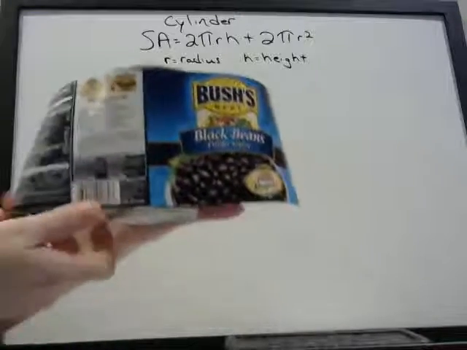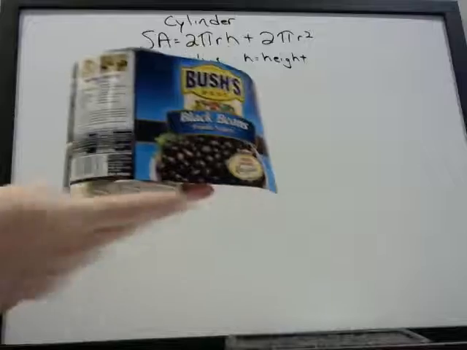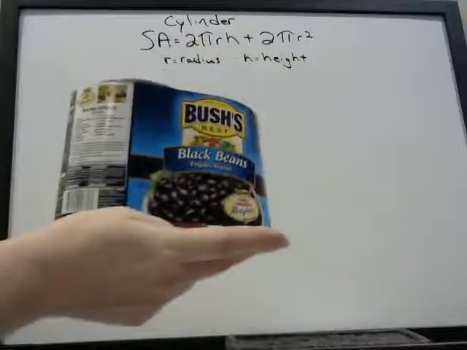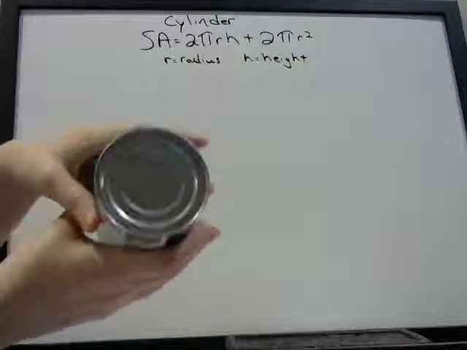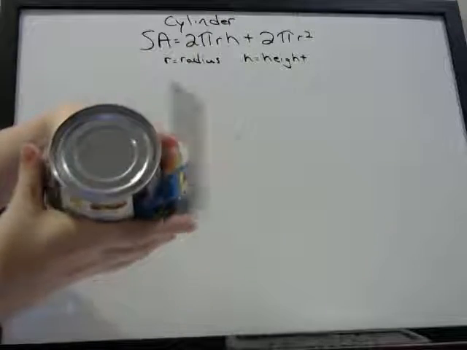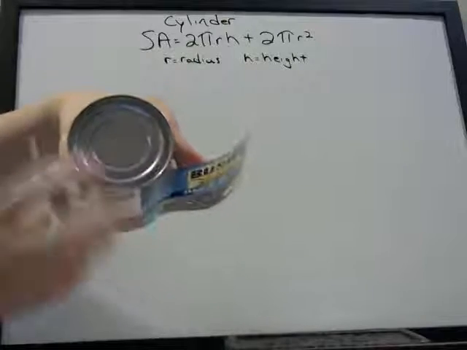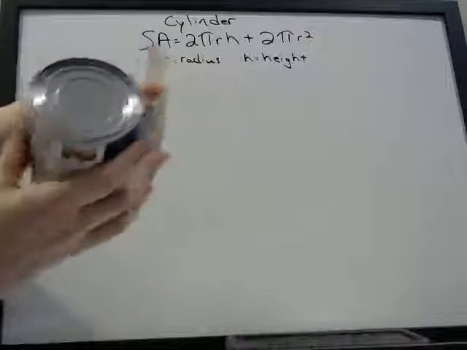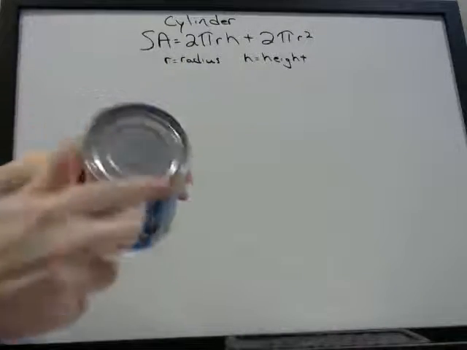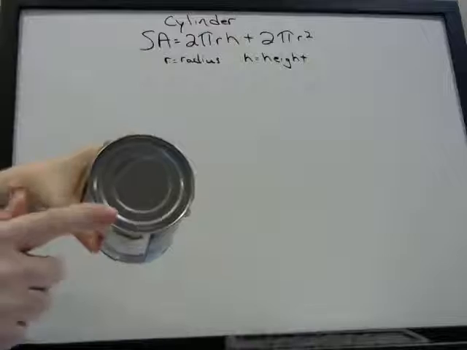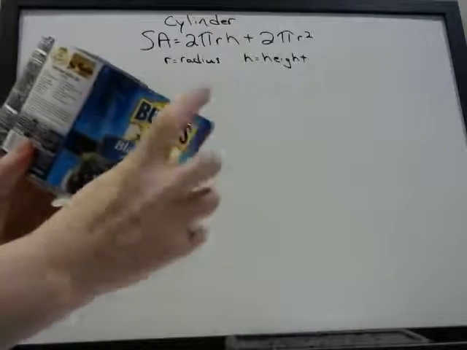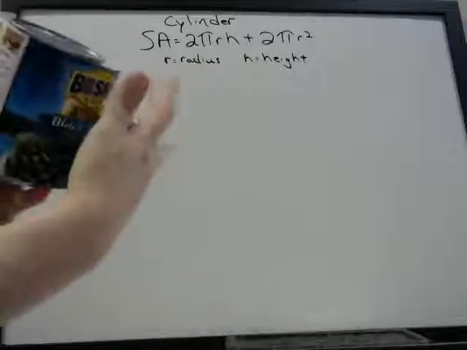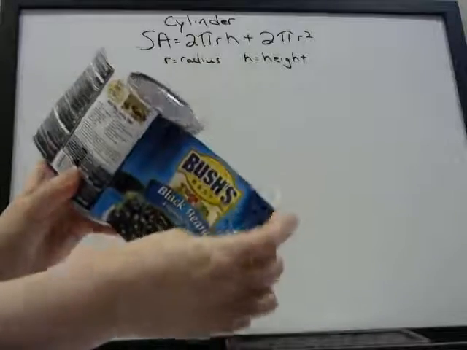So how do we find the length of this side of the rectangle? Well, if you look at this circle, to find the length of this is really the circumference of this circle. So hopefully you can see that. We want to find the length from this side to this side.